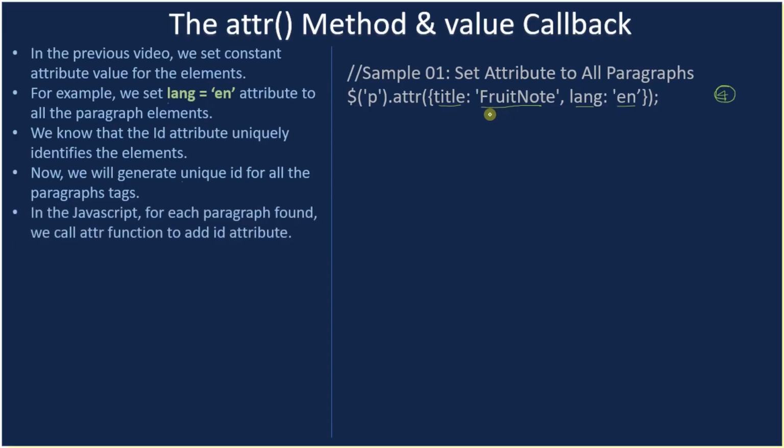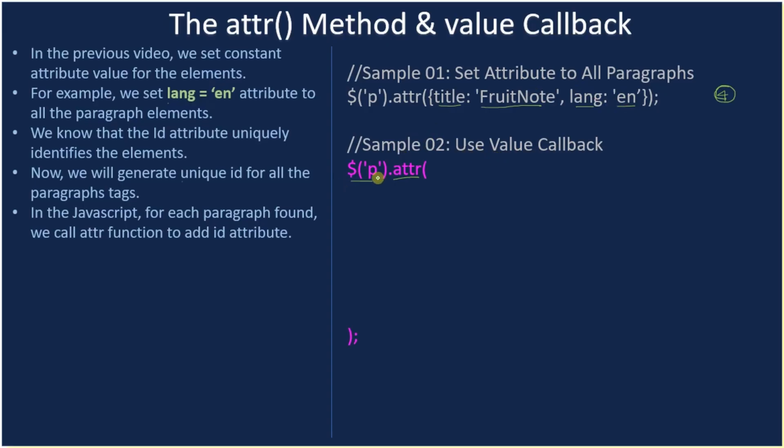In JavaScript, for each paragraph found, we call the attr function to add the ID attribute. So here if you see, we can make use of $p attr. We already did that to add title as well as language. We can use the comma separated list, but since we want to use the value callback, here we are using it as a separate call to make the code readable and your learning process go smooth. Here we added a second code snippet. If you need, you can try that here with the comma separated list itself.